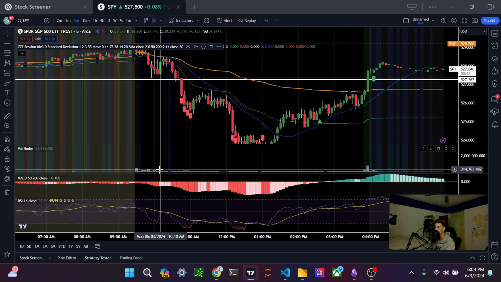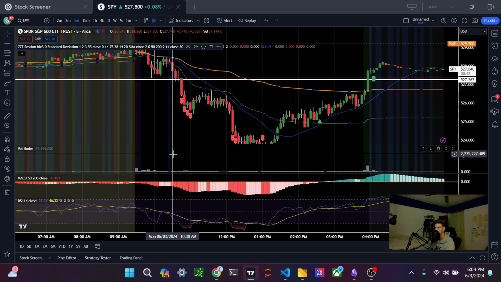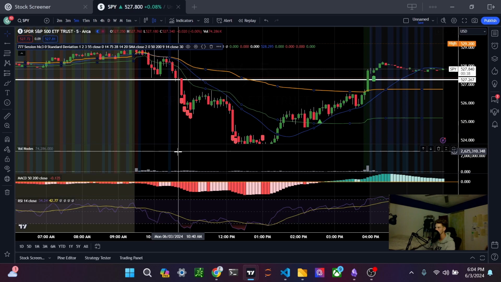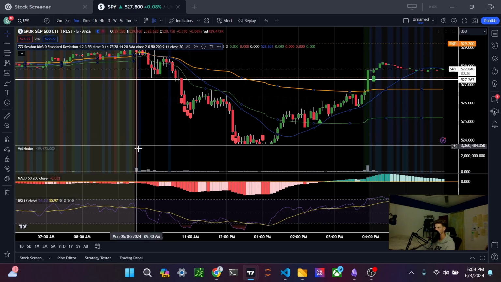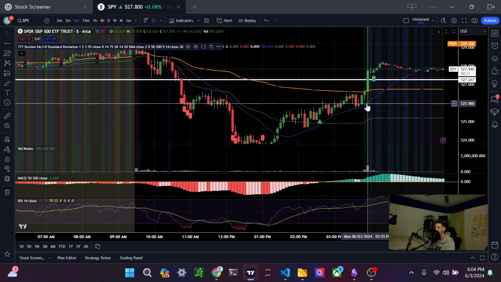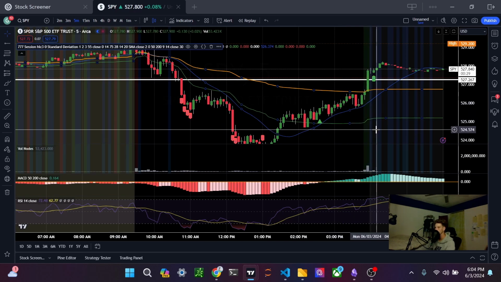We're also using volume, guys. Very important to understand volume. On the 5 minute time frame here, you can see the blue bars would be low volume nodes. The red bars would be high volume bearish nodes, and the green bars would be high volume bullish nodes.